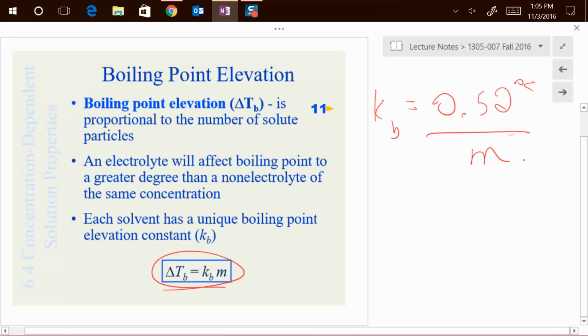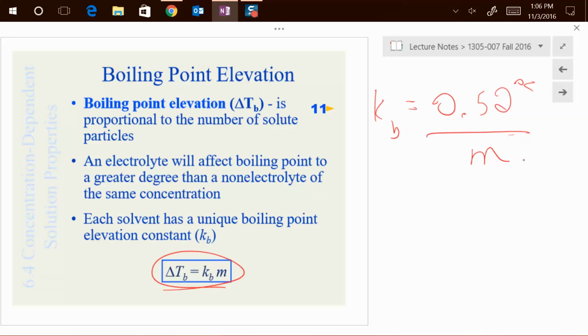So from 100 to 100.52, if it's 1 molar. If it's 2 molar, it goes to 101.04. Okay? So that's how much it's going to change. Every 1 molar, it's going to change by 0.52 degrees Celsius. It's going to increase the boiling point by that much.